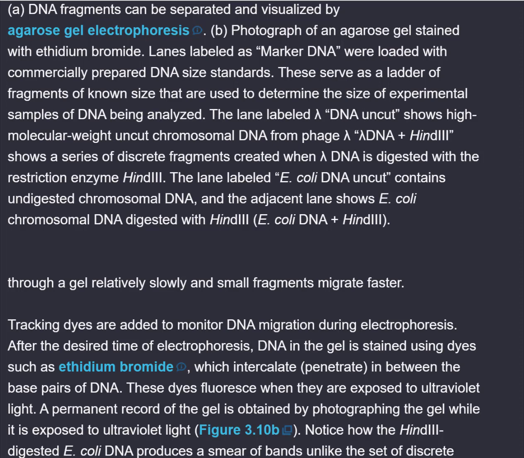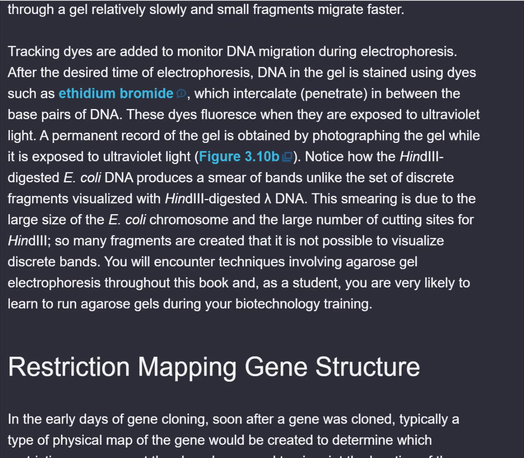These serve as a ladder of fragments of known size that are used to determine the size of experimental samples of DNA being analyzed. The lane labeled lambda DNA uncut shows high molecular weight uncut chromosomal DNA from phage lambda. Lambda DNA plus HindIII shows a series of discrete fragments created when lambda DNA is digested with the restriction enzyme HindIII. The lane labeled E. coli DNA uncut contains undigested chromosomal DNA, and the adjacent lane shows E. coli chromosomal DNA digested with HindIII. Large fragments migrate through a gel relatively slowly and small fragments migrate faster.